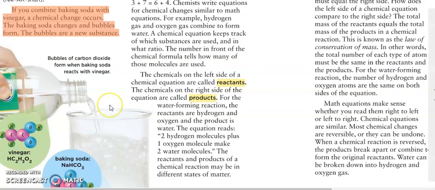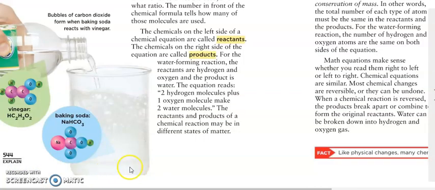So, if you combine baking soda with vinegar, a chemical change occurs. The baking soda changes and bubbles form. The bubbles are a new substance. Also, a new white solid is left behind. The new substances that formed have different properties than the vinegar and the baking soda. The bubbles are a gas, and the white salt does not react with vinegar.